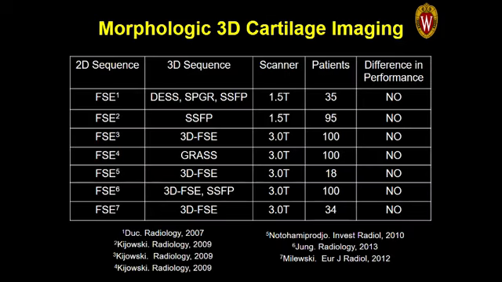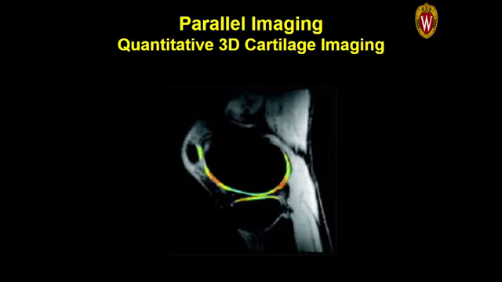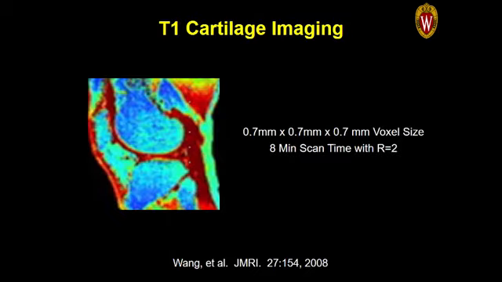Well, multiple studies with surgical correlation have compared various three-dimensional cartilage imaging sequences with conventional two-dimensional fast spin echo sequences for evaluating the articular cartilage on both 1.5T and 3T scanners. And to this point in time, no study has documented a statistically significant improvement in diagnostic performance when using the three-dimensional cartilage imaging sequences. Now, parallel imaging has also been used to accelerate quantitative three-dimensional cartilage imaging sequences.